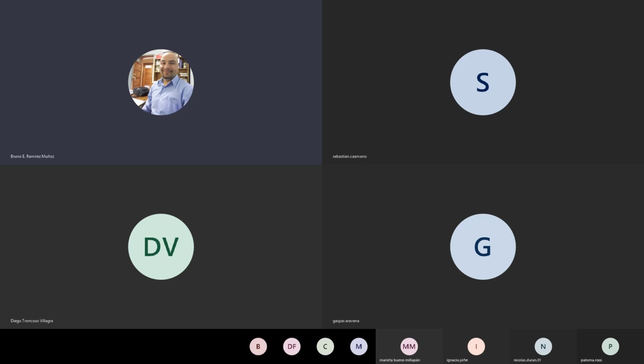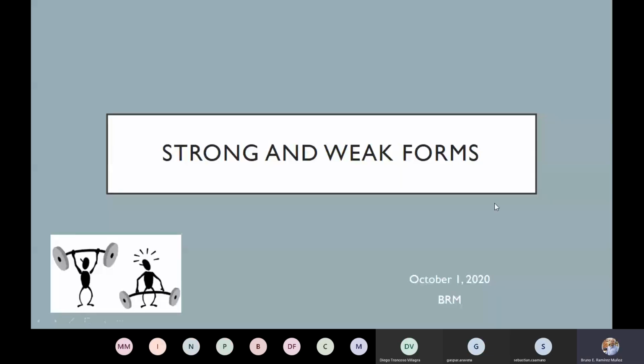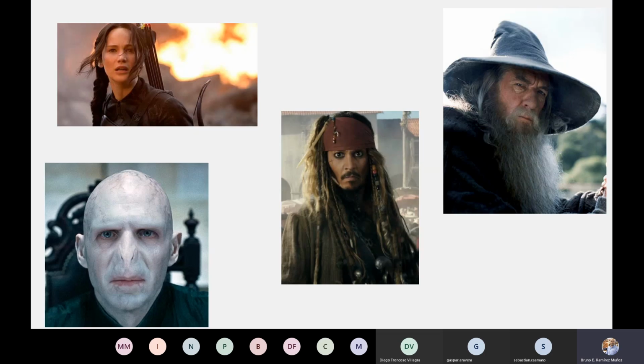let me show you some pictures, right? And I want you to say whatever comes to your mind first. Okay, are you watching or seeing this presentation that says strong and weak forms? Yes? All right. Then I'll show you some images. And then I want you to describe these images. The first thing that comes to your mind.